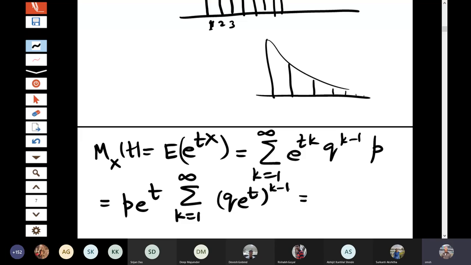Now you know that if you are adding the infinite geometric series a plus ar plus ar square and so on, what is the condition? That r should be between -1 to 1. So here q e to the power t, because of course here it is positive, so there is no question of negative, but it should be less than 1. So then this can be summed up and you get the sum as p e to the power t divided by 1 minus q e to the power t.